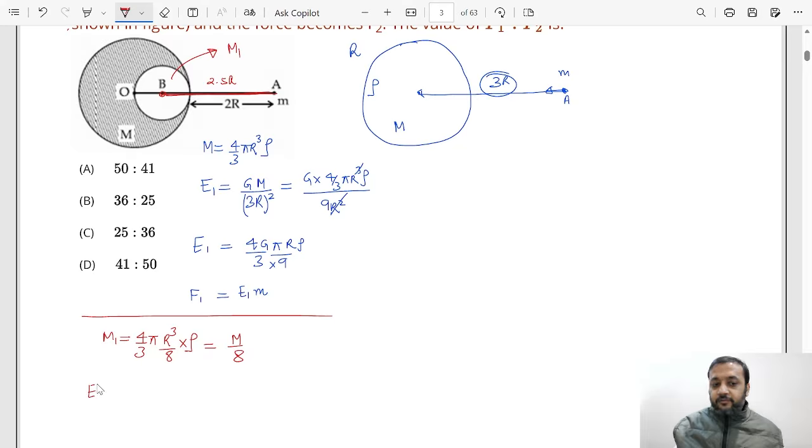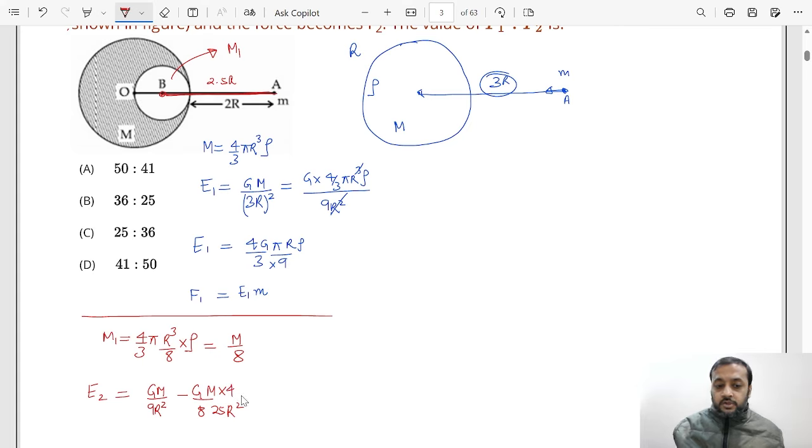So if we have to write the net field at the point A, now once this cavity has been created, you will write the original field, which is G into M by 9r squared, minus G into the mass of this sphere. So you have to deduct the field of this: G into M by 8, into the distance 2.5 r whole squared. That means (5r by 2) whole squared, that means 25 r squared by 4.